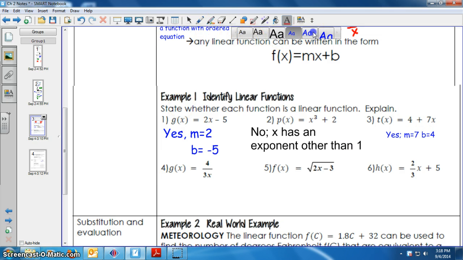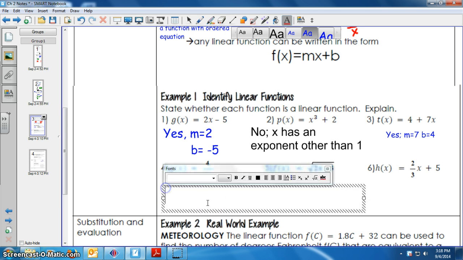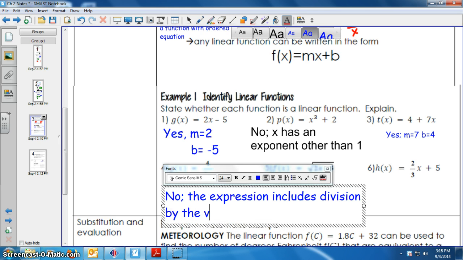On the next one, number 4, you can pause if you want to and try these last 3 if you think you've got it, and then check. Otherwise you can keep going, and this next one is a no. Remember how we said we can't have that variable in the denominator spot? So the expression includes division by the variable, which is not okay.